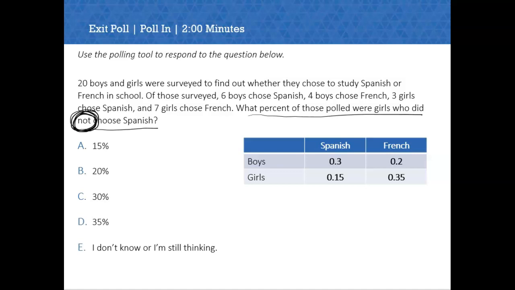So it says what percent of those polled were girls. So we only want to look at the girl row. Girls who did not choose Spanish. So that's 0.35. And to convert the decimal to a percent, we move it over, and that's 35%.